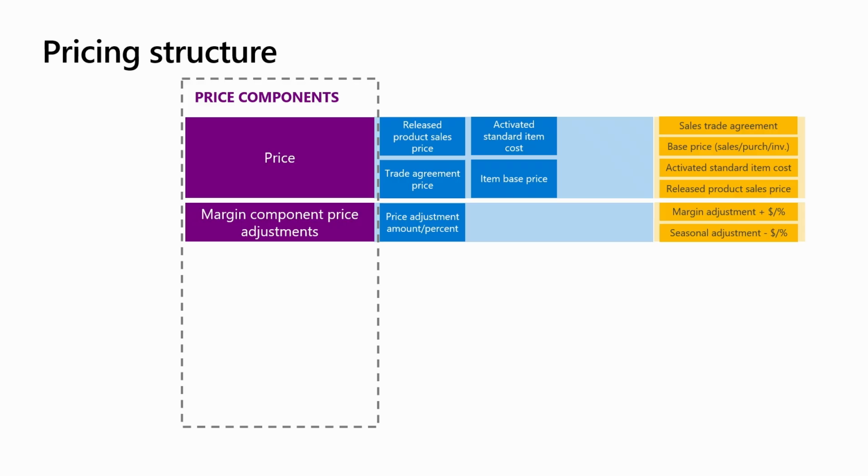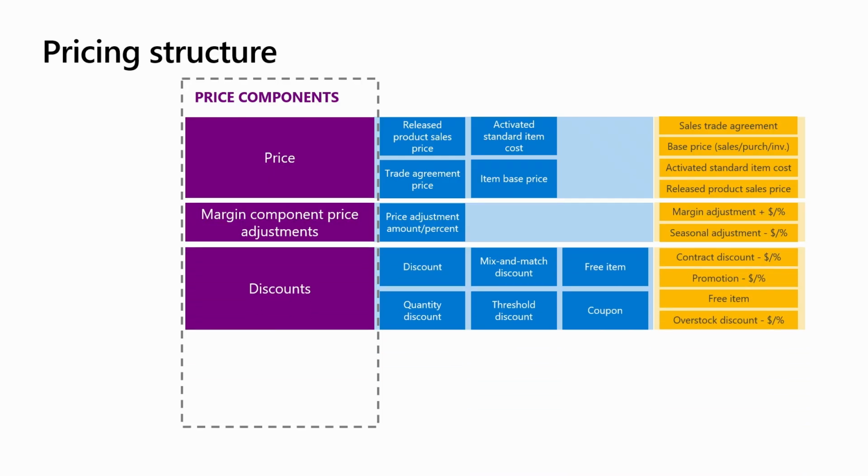Margin component price adjustment allows for adjustment to the price at the time of order before discount or charges are applied. There are multiple discount types in pricing management, including simple discount, quantity discount, mix and match discounts, threshold discounts, free items, and other features like coupon, funds, and claims. We'll be covering this in more detail in the later part of this series.